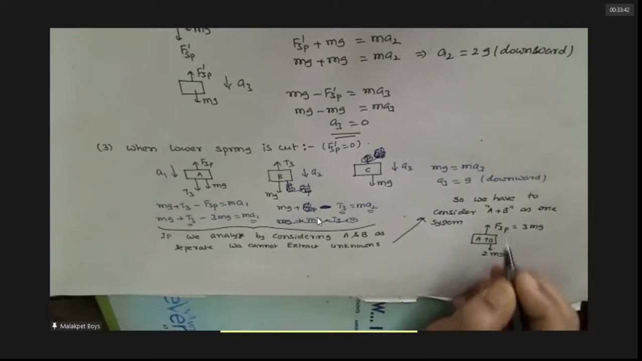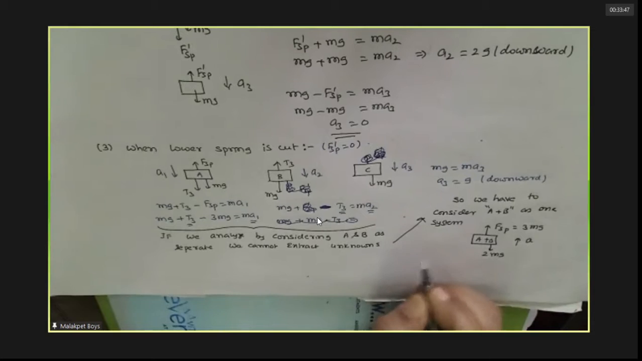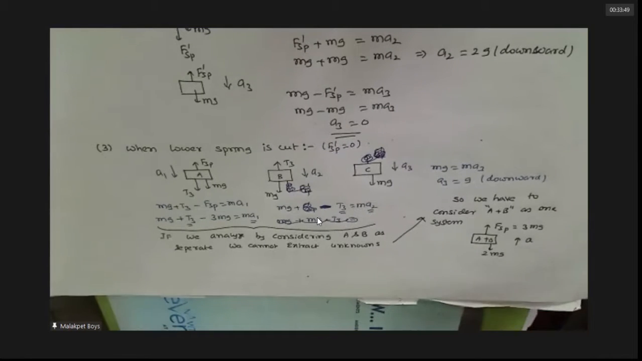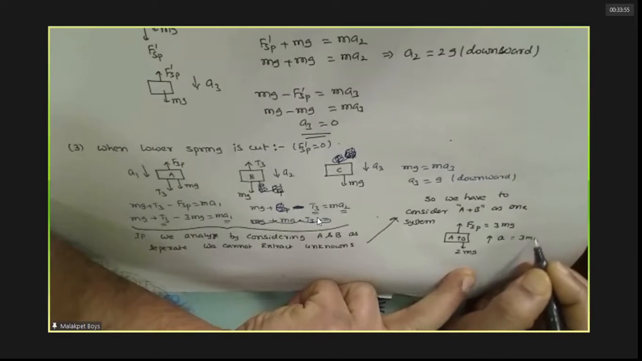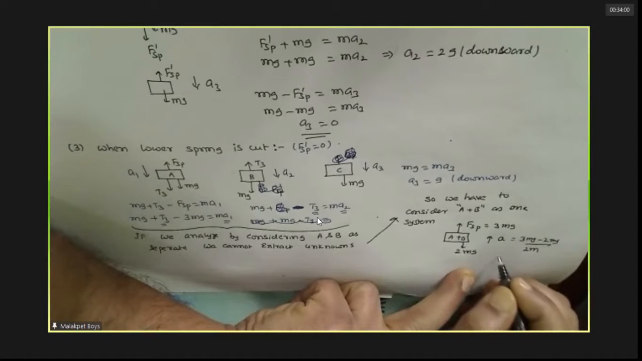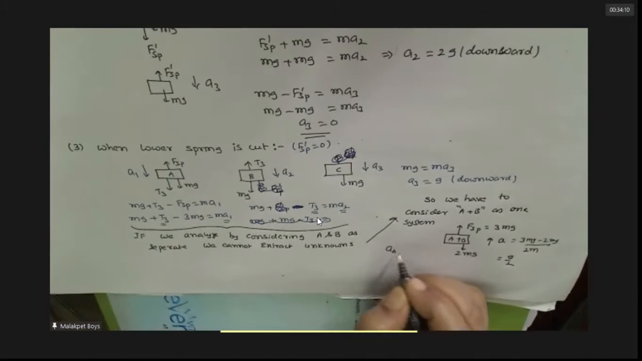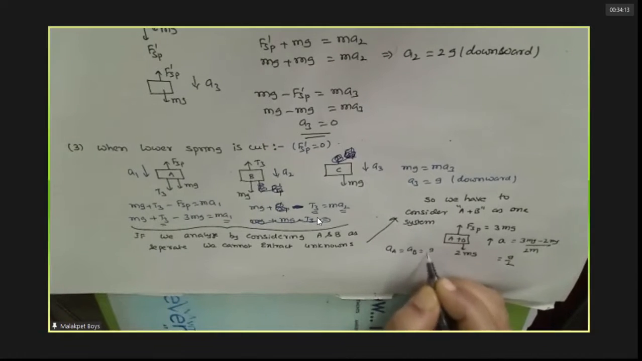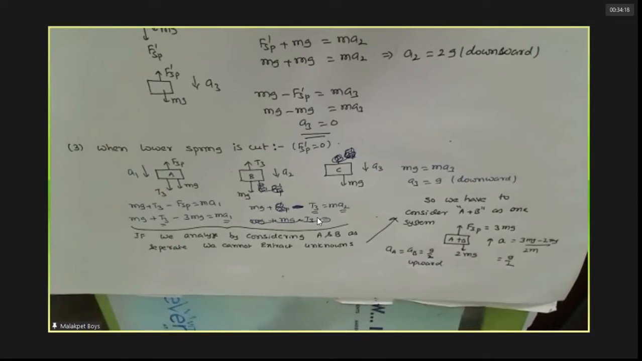So this is more than this. Therefore, this will be A. What is that equal to? 3mg minus 2mg, because that upper one is higher, no? You are getting g by 2 or not? Correct. That means you have aA equals aB equals g by 2. In which direction are you getting? Upward. Follow this?